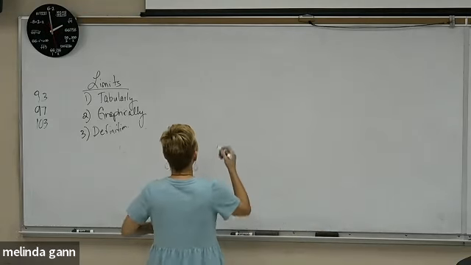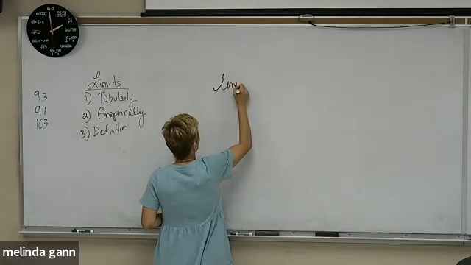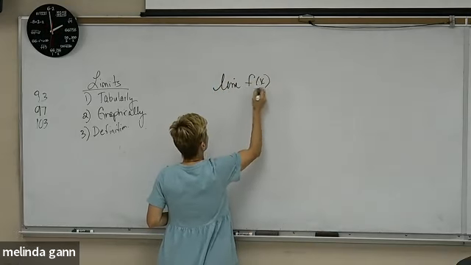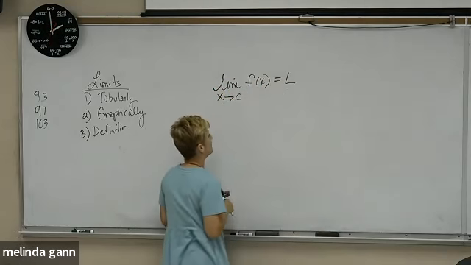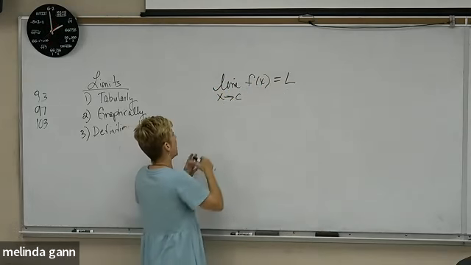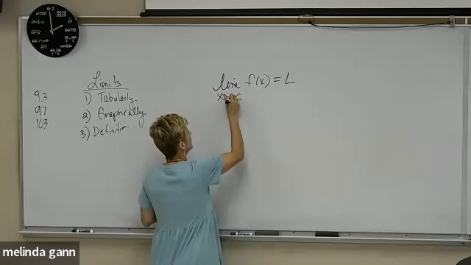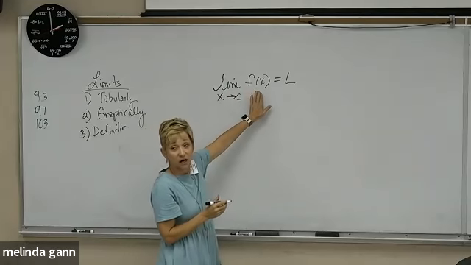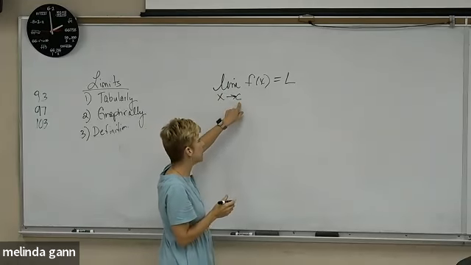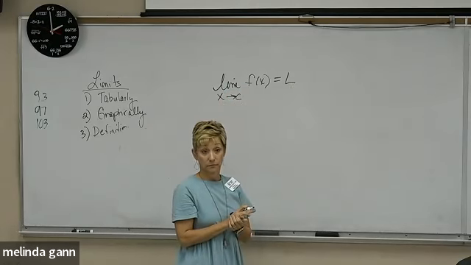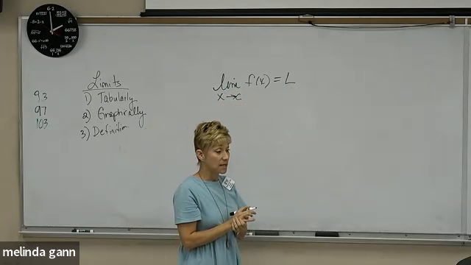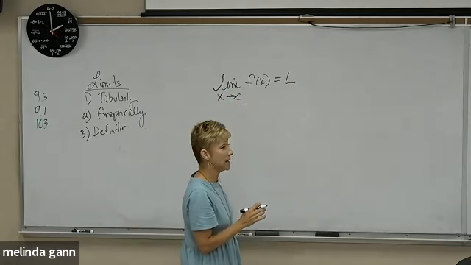Now, that's the form that you always see. You've got the limit of some function, you've got x approaching some number, and then you get another number as the answer. Now let me show you mathematically what that means.